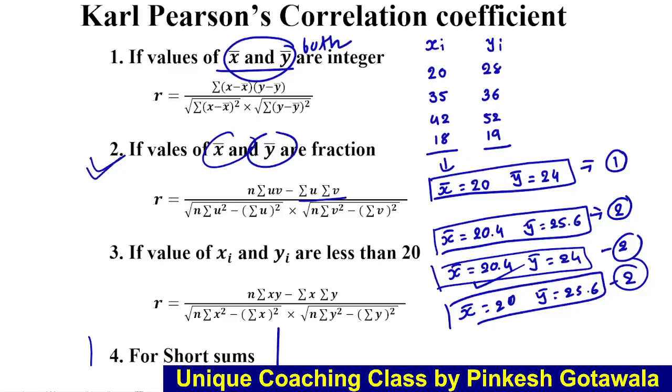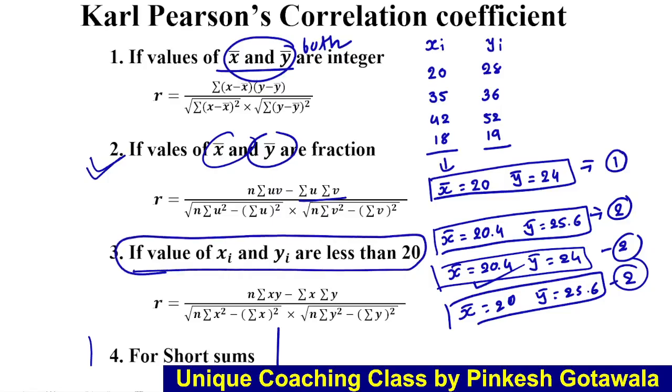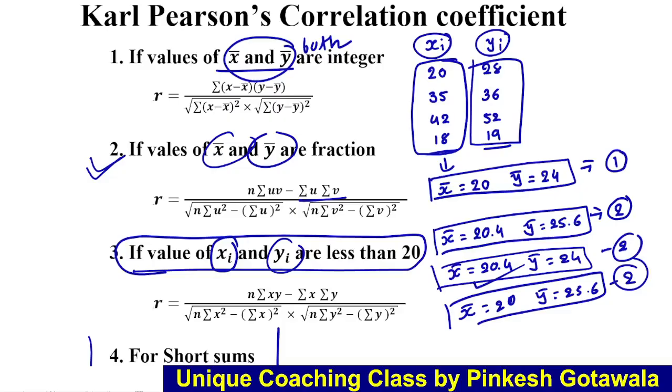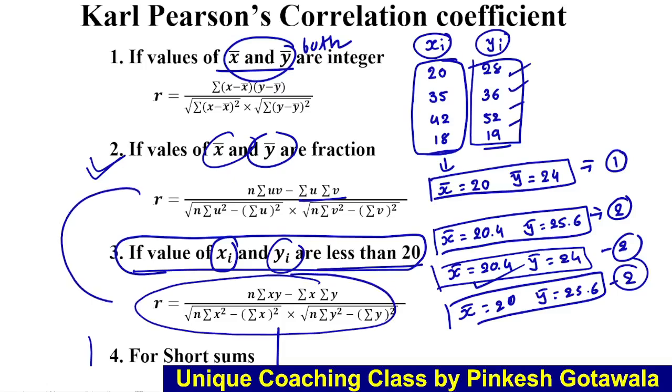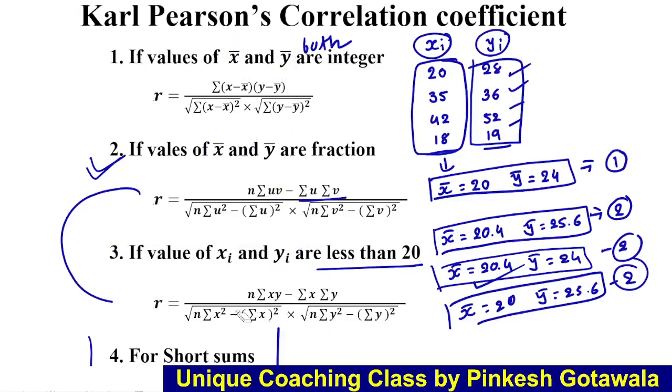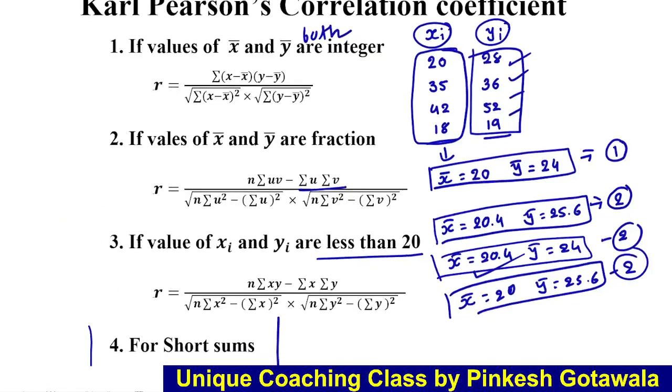And the third situation: if the values of xi and yi are less than 20. Here they are not talking about x bar, y bar, they are talking about xi and yi, these amounts. Normally if all of these values are less than 20, then we should apply the third formula. The second and third formulas are the same; here they use uv, and here it will become xy instead of uv. Clear? So this way you should apply these three formulas for the long sum.